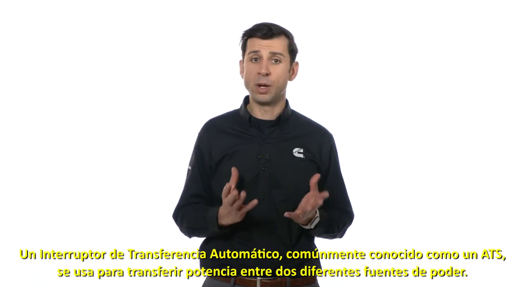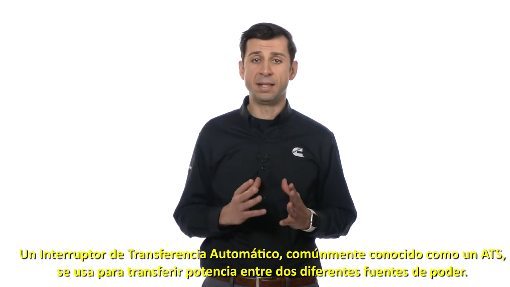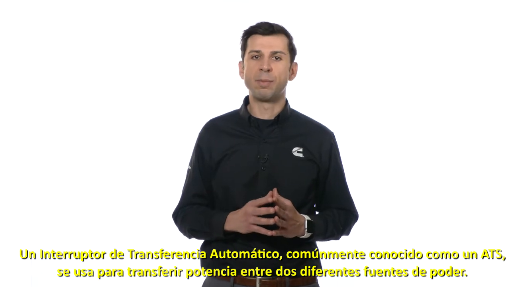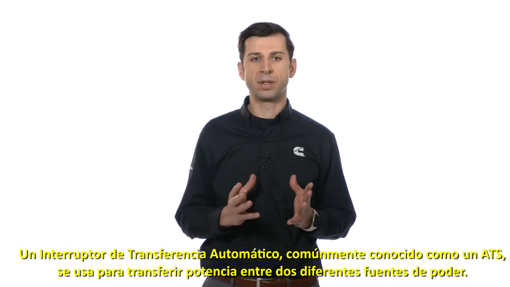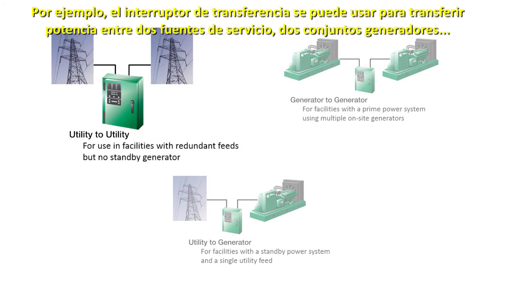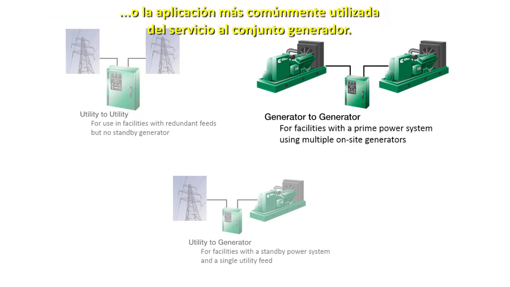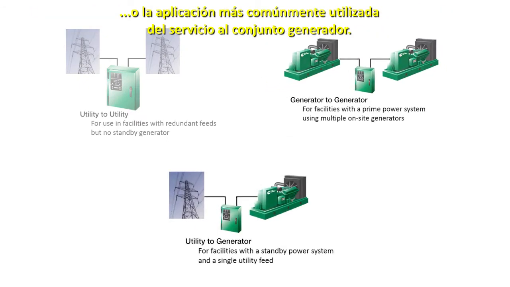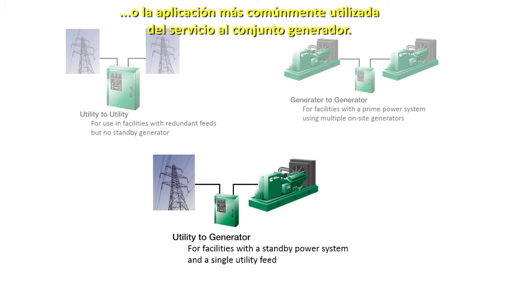An automatic transfer switch, commonly known as ATS, is used to transfer power between two different power sources. For example, the transfer switch can be used to transfer power between two utility sources, two generator sources, or the most commonly used application, utility to generator set.